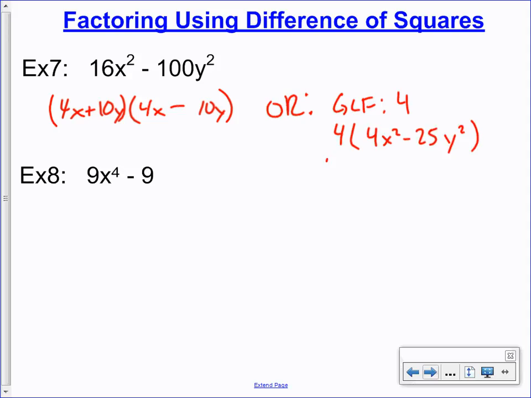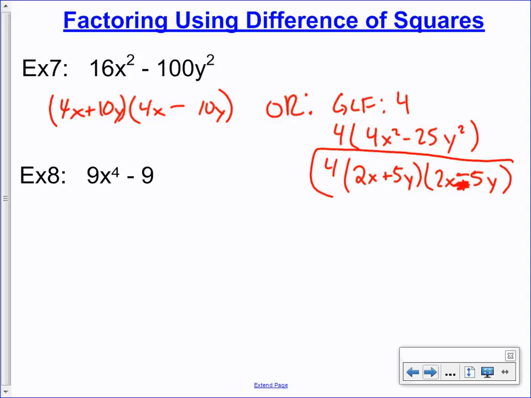Now 4 is what squared? Sorry, 2. So 2x, 2x, and 25 is 5 squared. So 5y, 5y. One's a plus, one's a minus. More likely than not, you'll see this answer. If you left it as that, I would take it, right? I would take it.